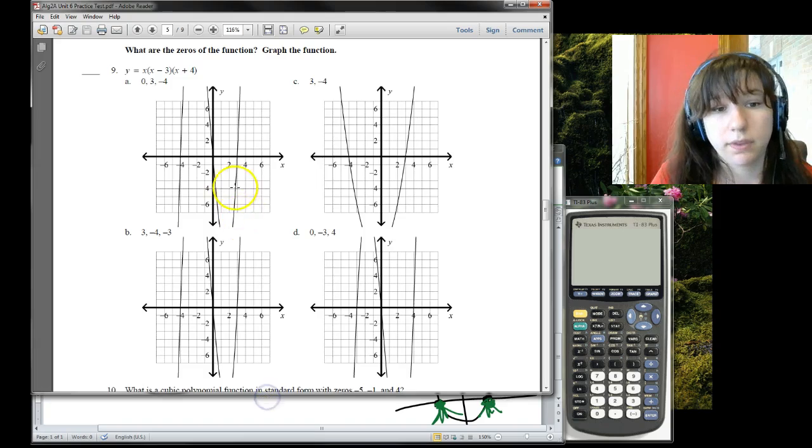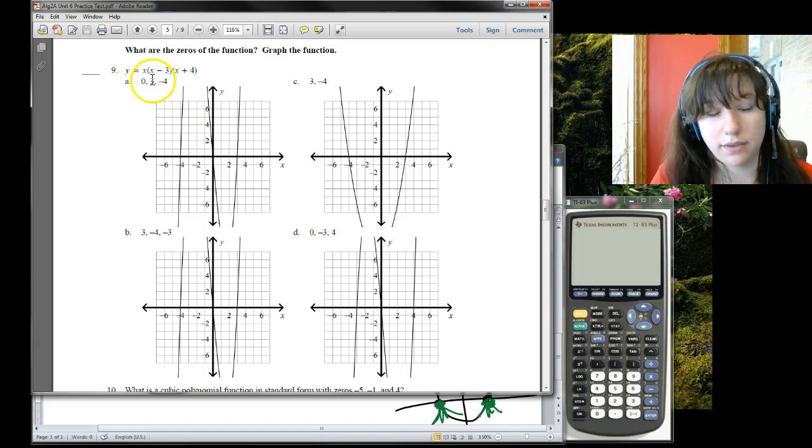Now the second part, they wanted me to go ahead and graph it. So what you could do is solve it algebraically. Say I have a 0, a 3, and a negative 4, and then just match it to the graphs. So this is the only one that says 0, 3, negative 4. I know A is the answer.